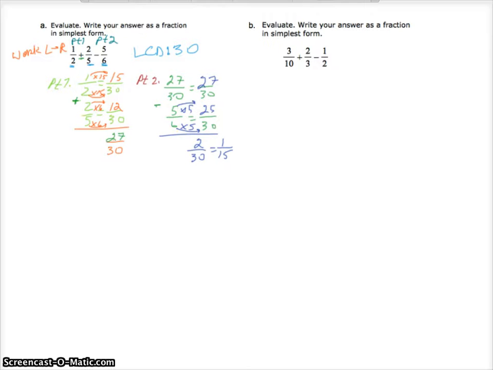Let's look at one more example real quick. Let's label these part 1 and part 2. So this one, part 1 is the addition. Part 2 will be the subtraction. Here I have 10, 3, and 2. Well, this is going to be really nice. 10 and 3 makes 30. Well, 2 also goes into that. So my LCD is going to be 30 again.